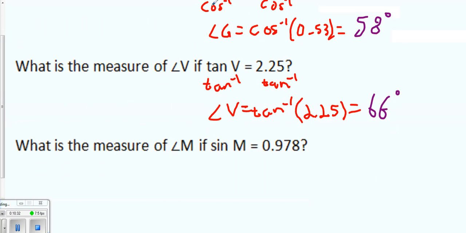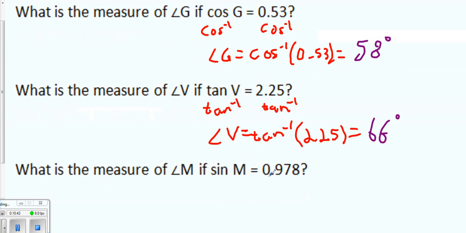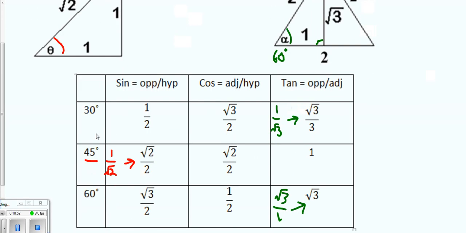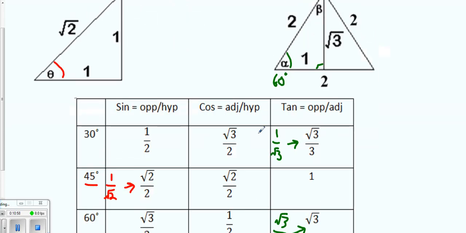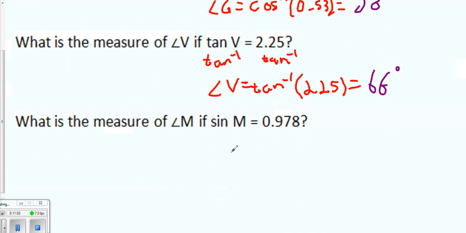And last one, measure of angle M if sine of M is 0.978. Now none of these fit in with the ones that we knew from that table. Otherwise we could just say, all right, if the sine, let's go back to the table, if the sine came out to 1/2, I would know right away, oh, that's a 30-degree angle. Or if the cosine came out to 1/2, that's a 60-degree angle. If it came out to something that we knew specifically, we could just say, oh, using that table, we know those degrees. But since we don't, we have to use sine inverse or any of our inverse trig functions, whichever one is opposite, to get it all alone.